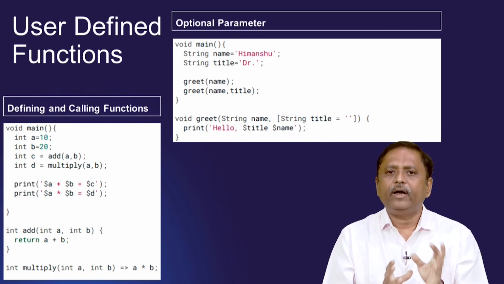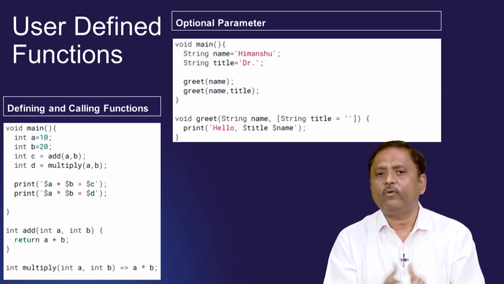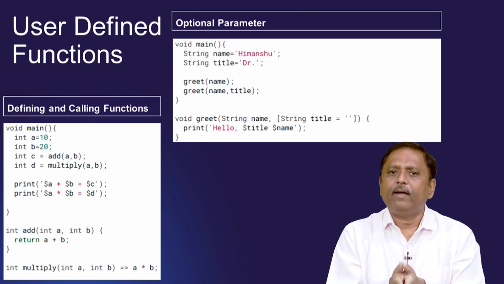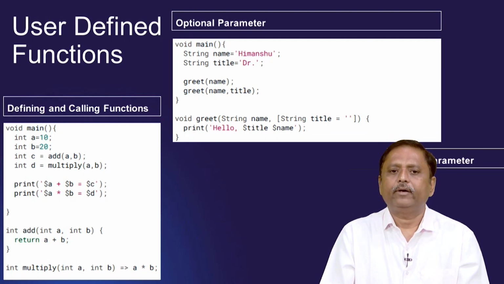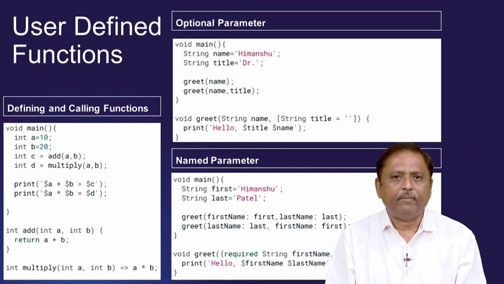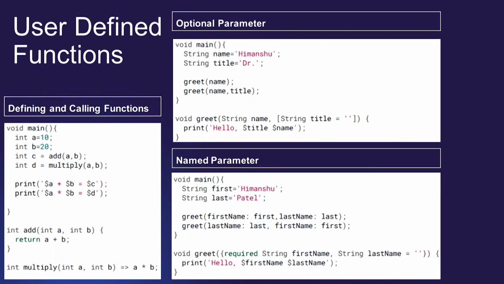Whenever some parameters may or may not be provided by the user, at that time we can use the concept of optional parameter. Another feature is named parameter. In the first case, the user has to always provide values of a and b in sequence. In the case of optional parameter, the value may not be provided, but what if I want to change the order of arguments while calling the function? For that you can use named parameter.